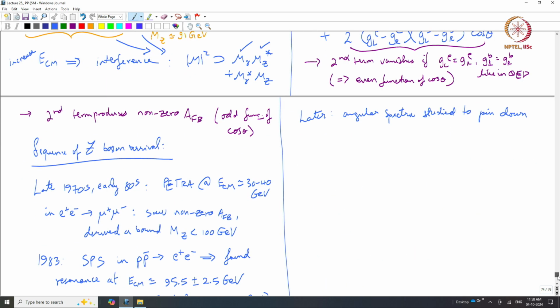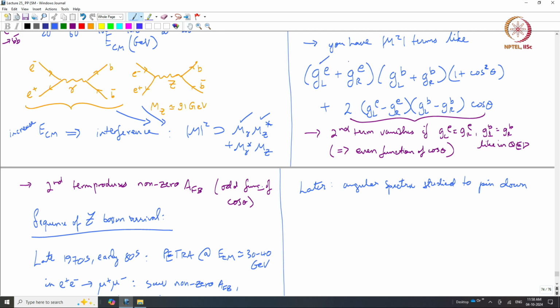So we wrote this g_L, g_R and all this, right, for different fermions, right? So people actually pinned down the chiral couplings of the Z boson, but not only that, they also confirmed that the Z boson they discovered was actually of spin 1. Okay, so the spin of the Z boson.